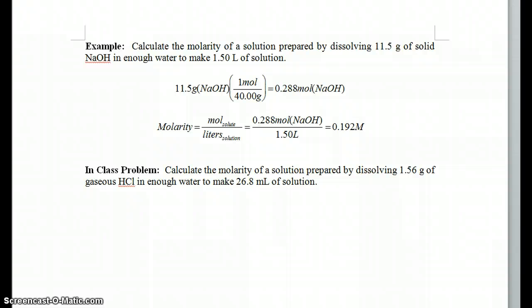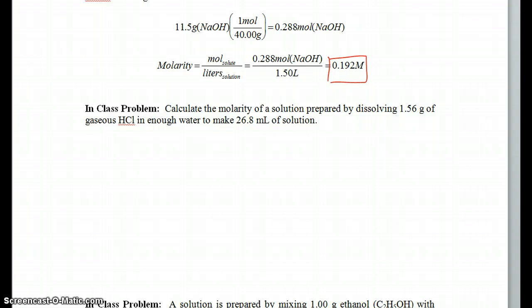Okay, so if we look at the next page, there's an example of calculating molarity, and you're given grams of your solute, and then you simply convert that to moles and then divide it by the liters of solution that you're given, and that tells you your molarity.